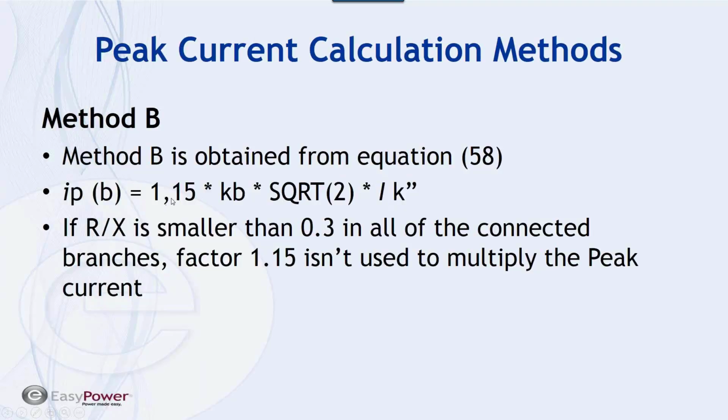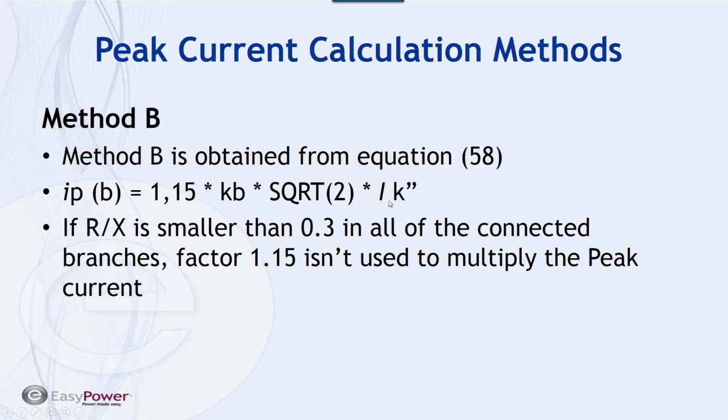So what it's telling us is that this 1.15 is not always part of this peak calculation method. It sometimes is here and sometimes isn't. And if it meets this requirement here, it won't be here. If R over X is smaller than 0.3 in all the connected branches, so if all connected branches to the faulted bus have R over X smaller than 0.3, 1.15 disappears from here. That's what it says. Otherwise, this is the formula that method B uses to calculate the peak value for a faulted bus.